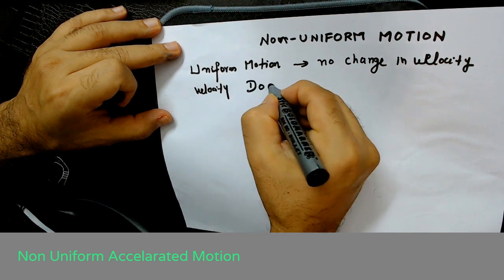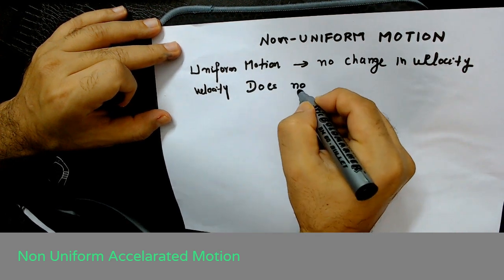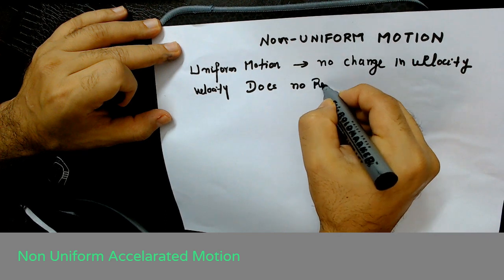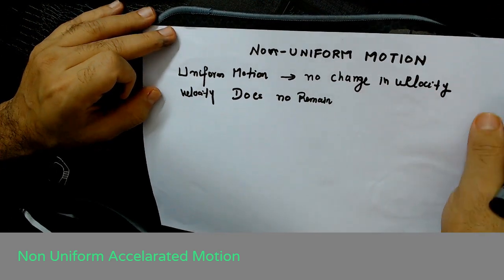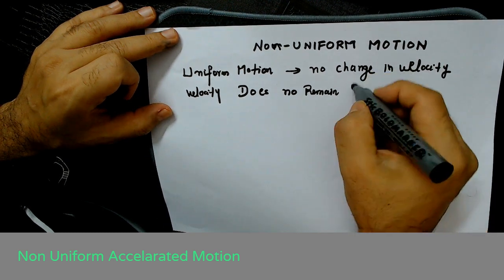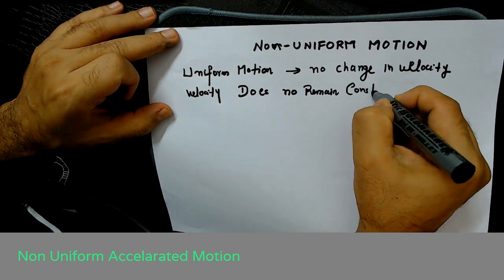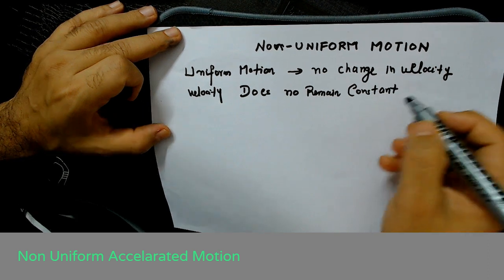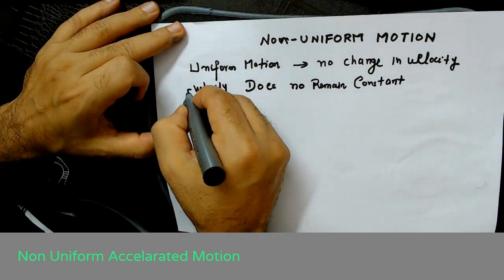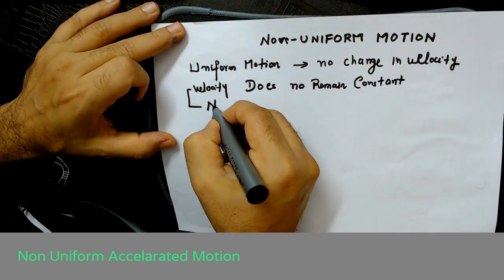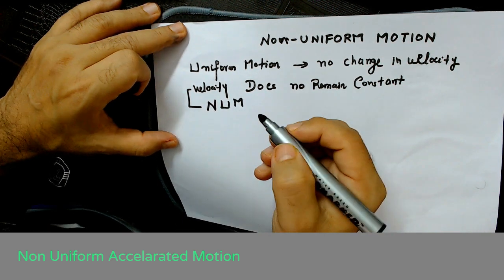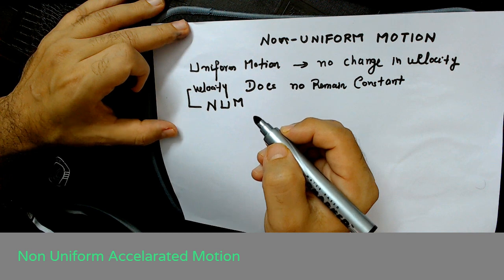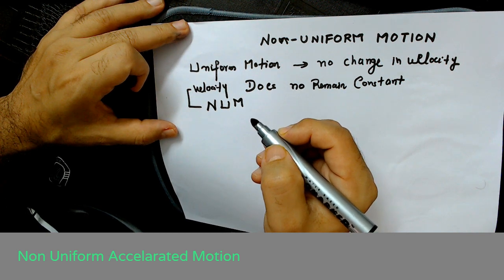remain constant, and that is what our focus is. Right? It does not remain constant. So motion is categorized as non-uniform motion, I'm just writing a short form, non-uniform motion, if the velocity keeps on changing as the time progresses.